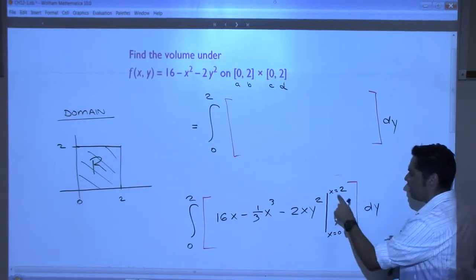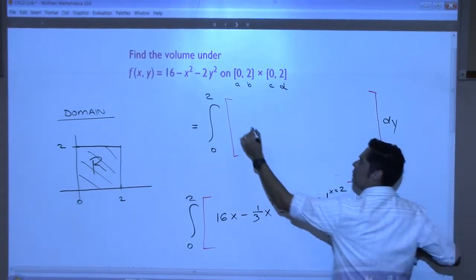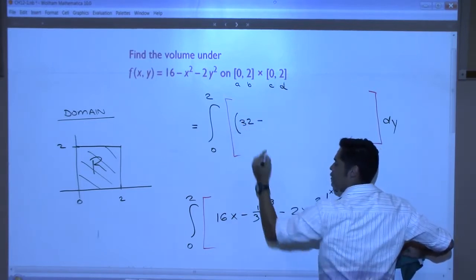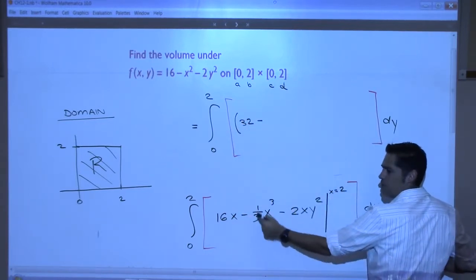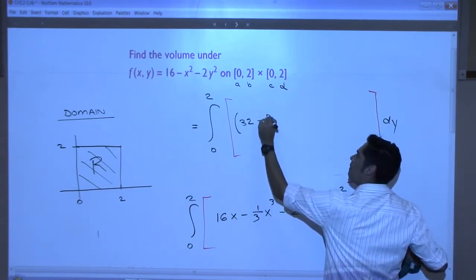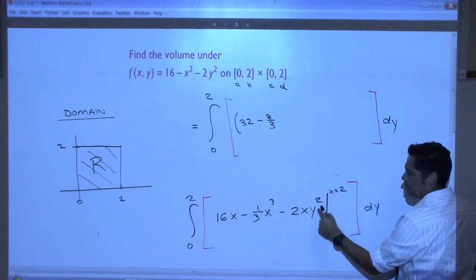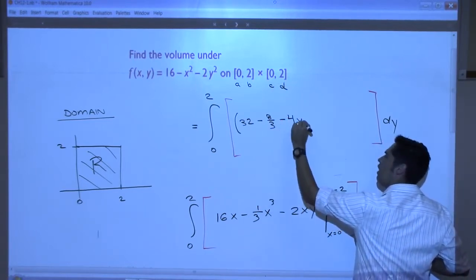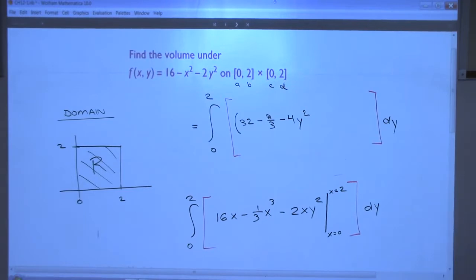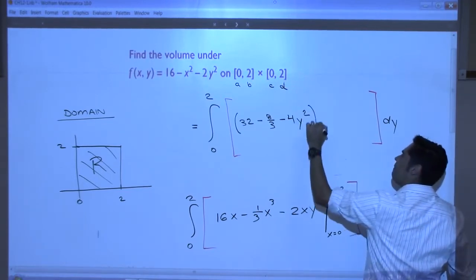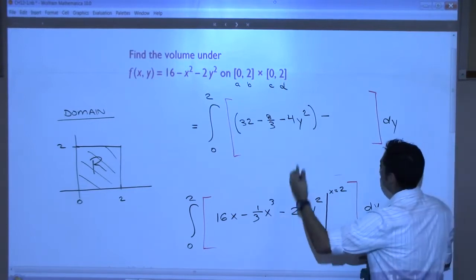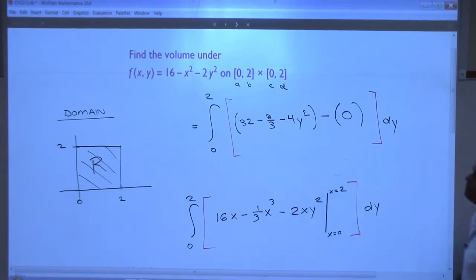Okay, let's do this. Plug in 2 for x, and we get 32, right? Take away, what, 8/3? And then plug 2 in here for x, right? Minus 4y squared. We good? Now plug in 0 for x. Nice. Everything's gone, right? Any questions?